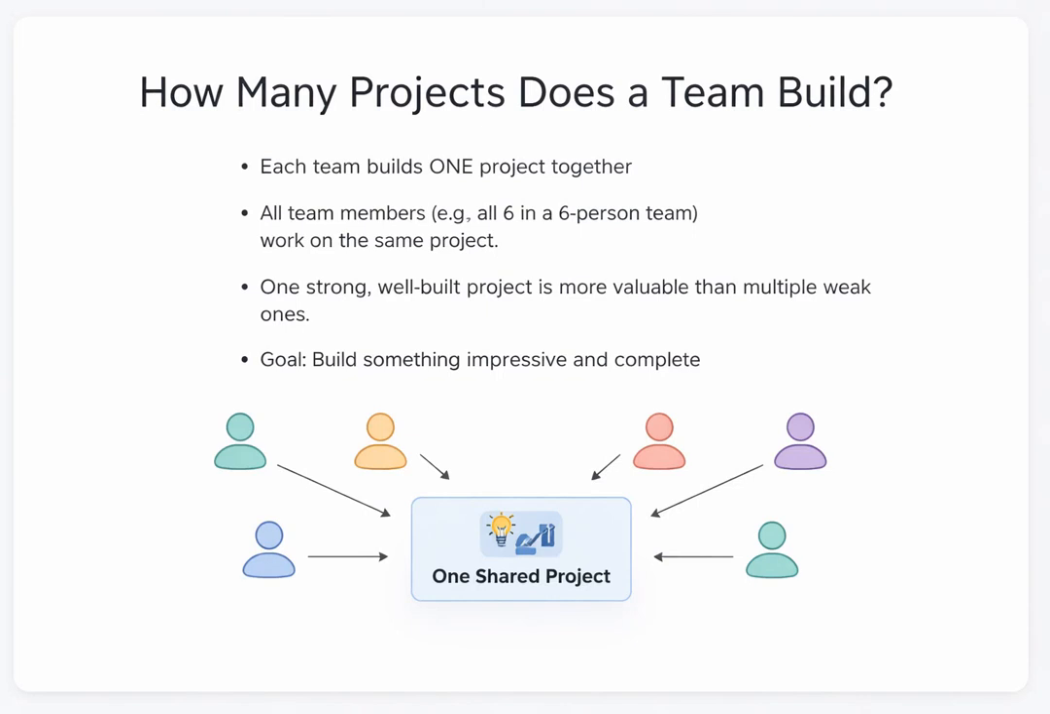A common question: how many projects does a team build? The answer is 1. Every member of the team works on the same single project together. The emphasis is on quality. Build one project, but build it really well. One impressive, complete project is far more valuable than several half-finished ones. So the team's energy should be focused and unified around that one deliverable.